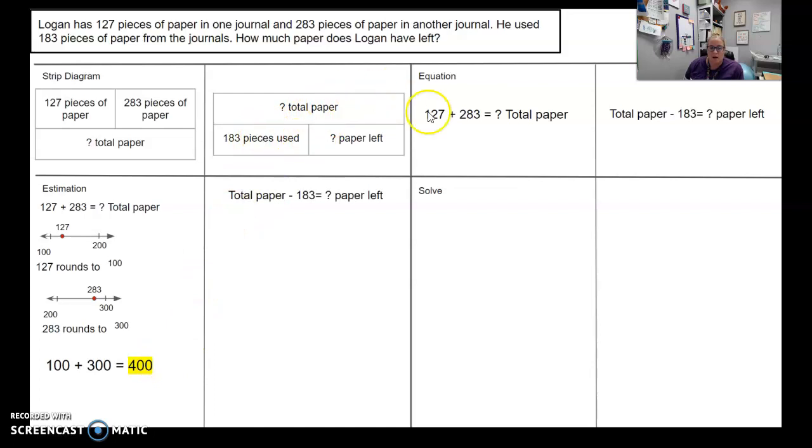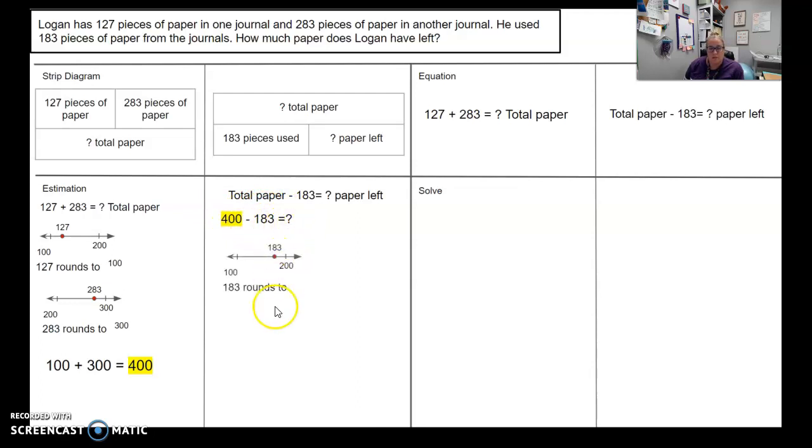So my next step is I'm going to bring this equation down. So now I have total paper minus 183 equals the amount of paper left. Well, I actually know what this total paper is now based off my estimation. So I'm going to fill that in. So I'm going to say 400 minus 183 equals the amount of paper left. Well, 400 is already an easy number to work with. So all I have to do to estimate is for this 183.